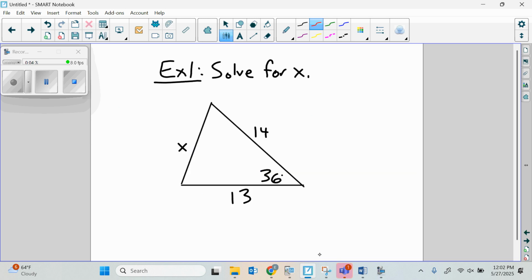So here's the problem. Go ahead and pause it now and draw this picture, and then unpause it, and I'll show you how to solve for x. Okay, so when I look at this problem, I see that it's set up in the SAS form. I know 2 sides, 13 and 14, and I know one angle, 36 degrees, that's in between those 2 sides. So first thing is I identify this as SAS. And that means I'm going to use the form c squared equals a squared plus b squared minus 2ab cos c.